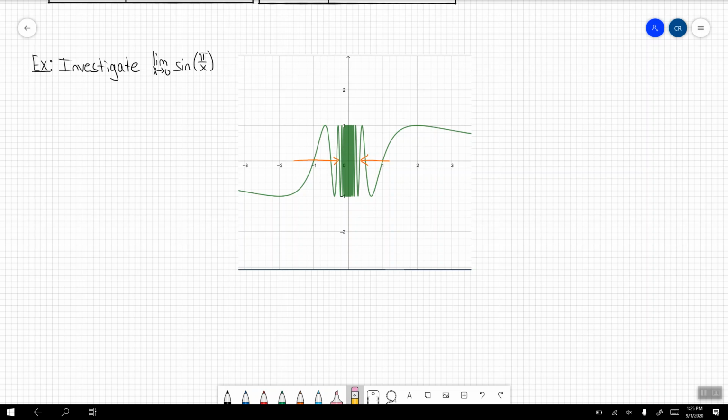So, looking at this from the left, as I start from the left, as my x values get closer and closer to 0, the outputs are just the y values here.